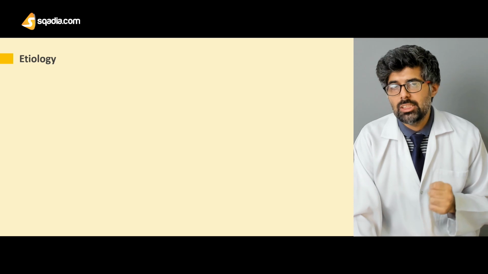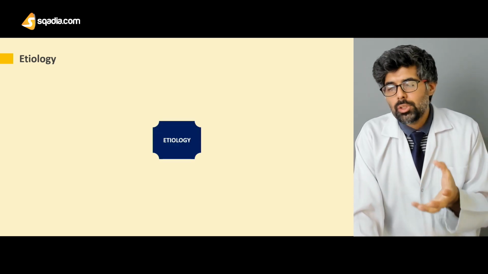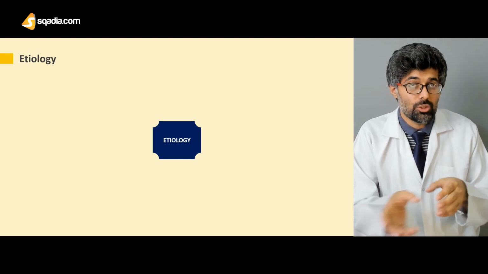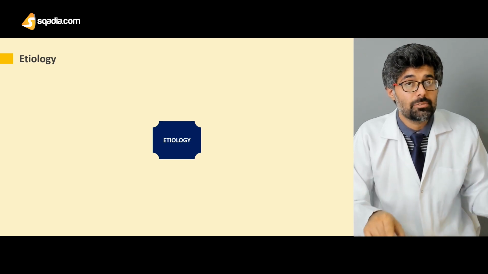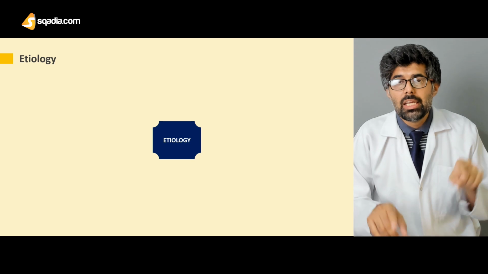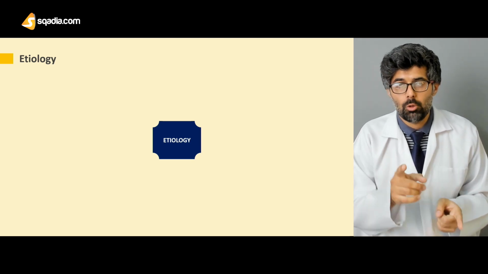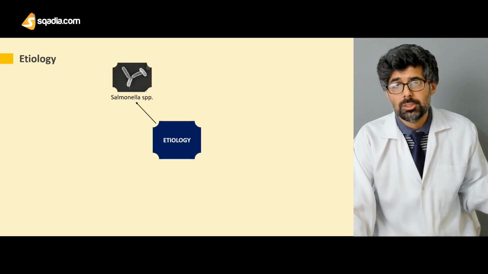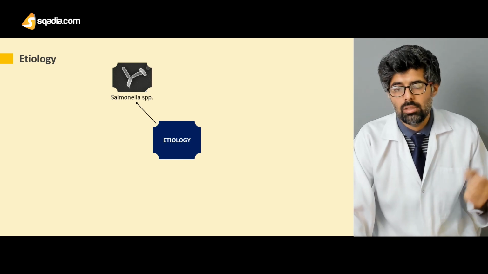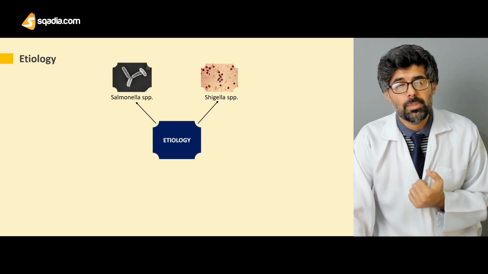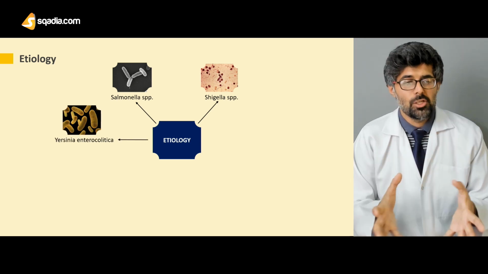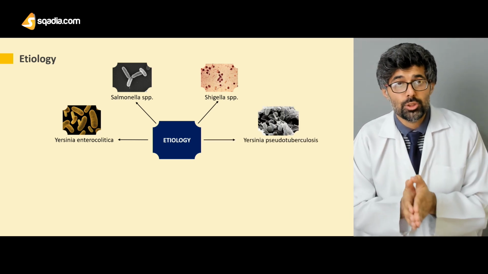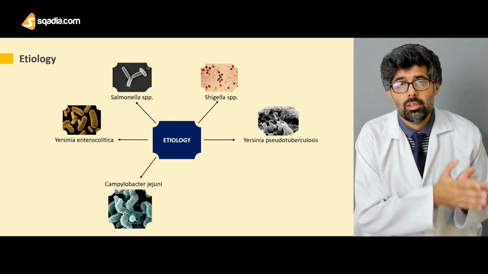Now, let's talk about its etiology. Now, to understand its etiology, we have to understand that it is a complication which results from an infection elsewhere in the body. Now, those infections can be due to a variety of bacteria. Now, these bacteria can be Salmonella species. All of the Salmonella species are implicated in reactive arthritis. We have Shigella species, all of the Shigella species, Yersinia enterocolitica, then we have Yersinia pseudotuberculosis, we have Campylobacter jejuni.